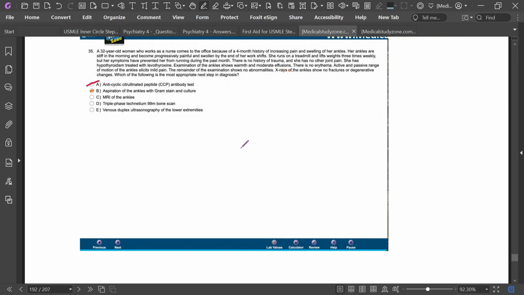So by the end of the work shift. Mm-hmm. So actually, the RA does progress. There is morning stiffness and there is a swollen, painful finger. And is there anything about active and passive range? It elicits mild pain. Okay, if you examine the hand of a patient with rheumatoid arthritis, they will not give you full movement, because active and passive movement actually cause sore pain.